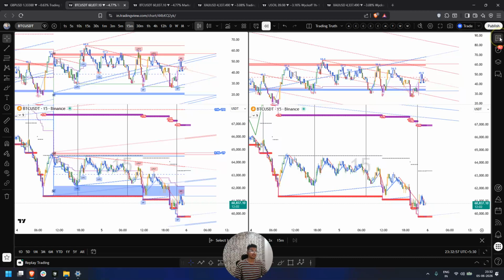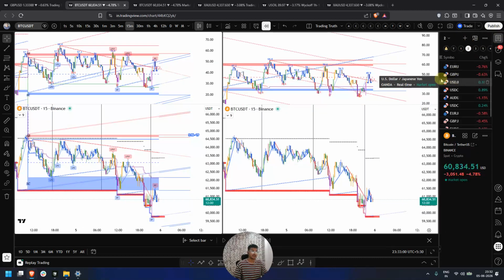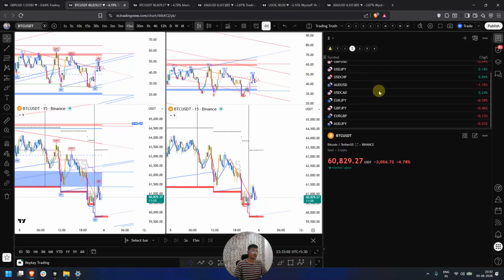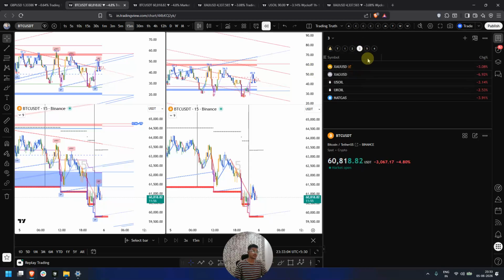For instance, yesterday I tested this with all of these different coin pairs, different assets. Yeah, and it works really good in all of them.